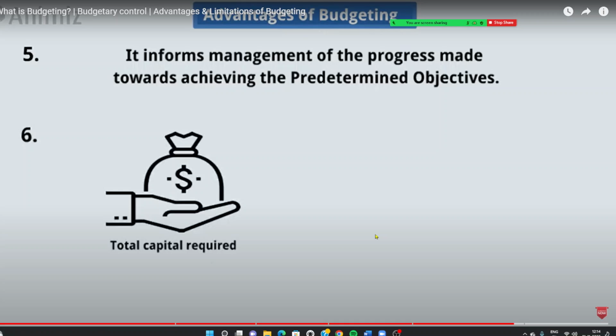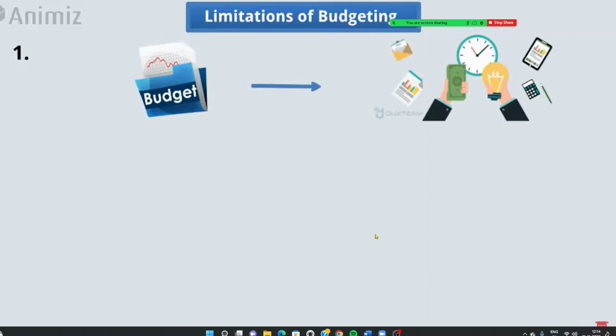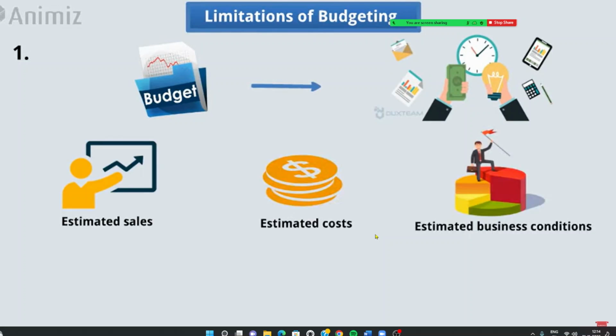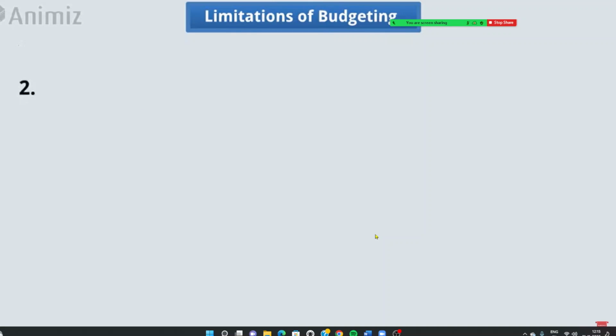Now come to limitations of budgeting. 1. Since the budget is based on estimates, that means estimated sales, estimated costs, estimated business conditions, etc., it may need periodic revisions, because estimates may not come out to be 100% true. 2. A budget cannot work, until the desire to make it work is established in the minds of persons working in the different sections of a business concern.